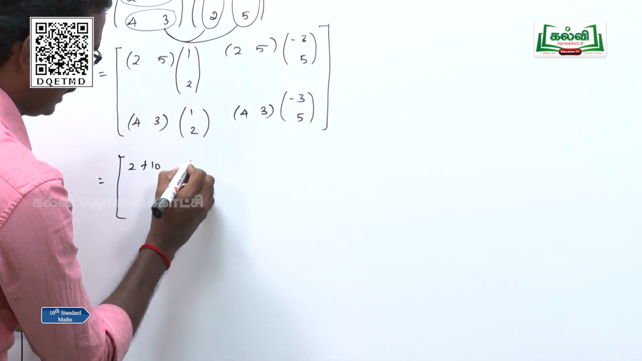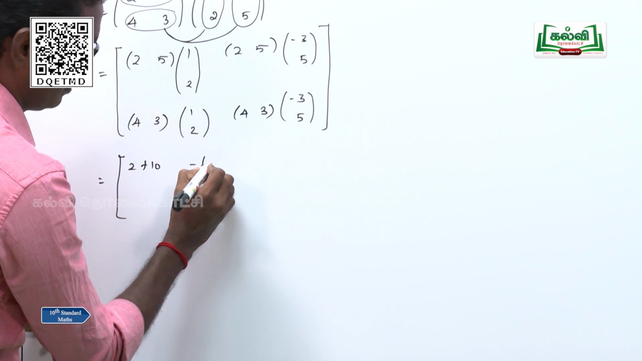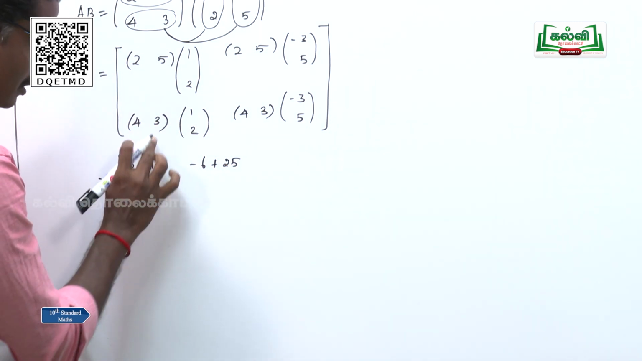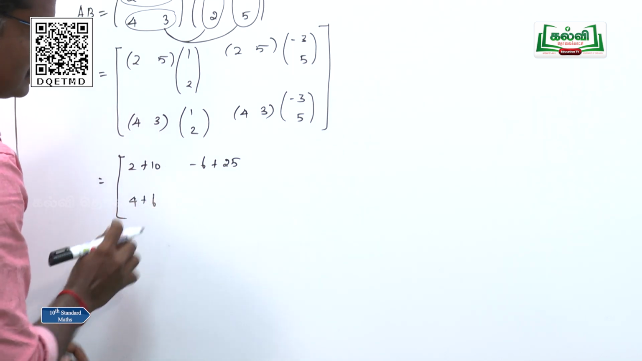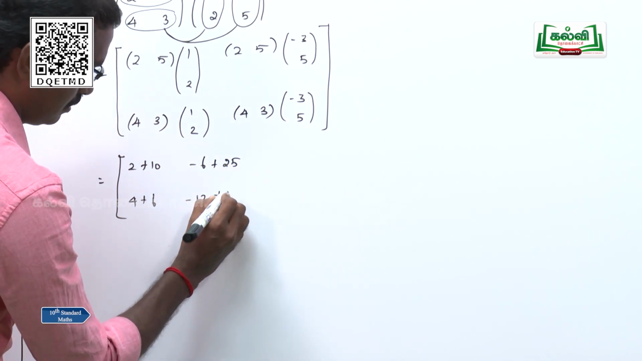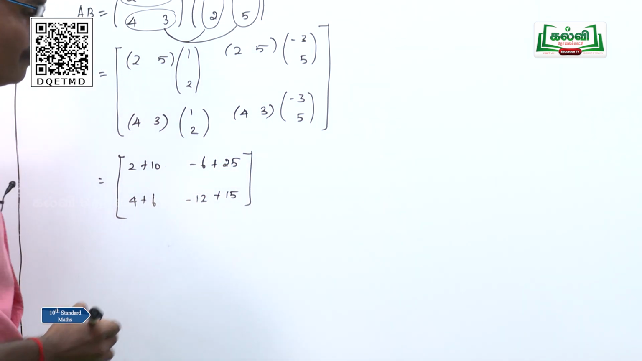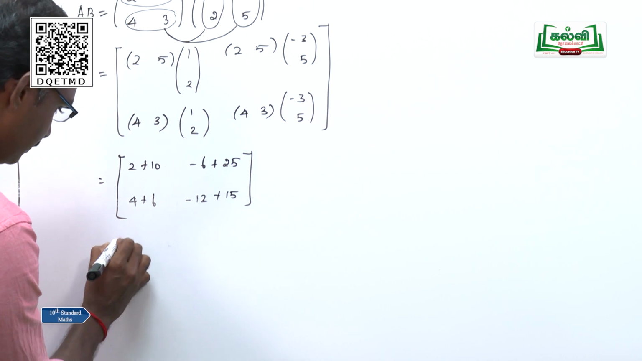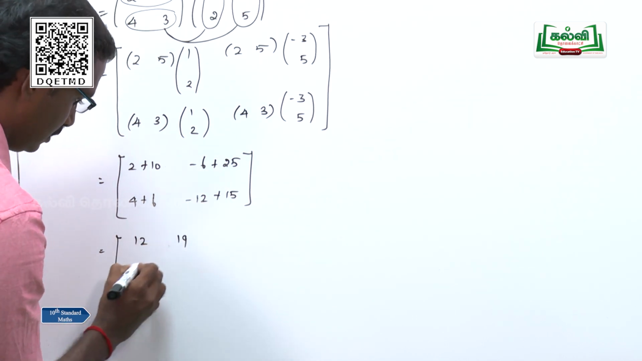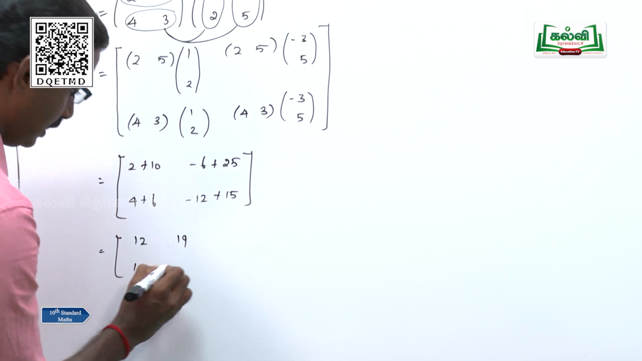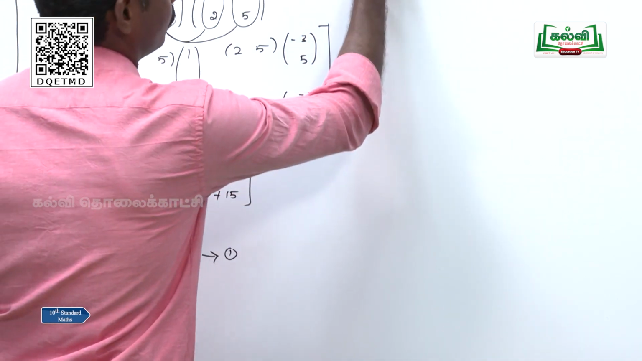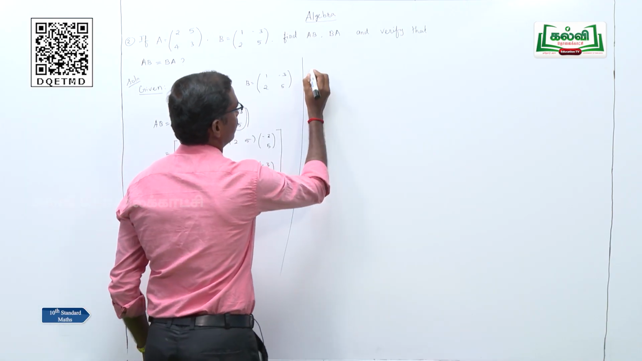Next, 2 minus 3s are minus 6, 5 5s are 25. Next here, 4 1s are 4, 3 2s are 6, 4 minus 3s are minus 12, 3 5s are 15. Now we can simplify, you will get 12, 19 and then 10 here plus 3. Equation number 1. Next we have to find BA.